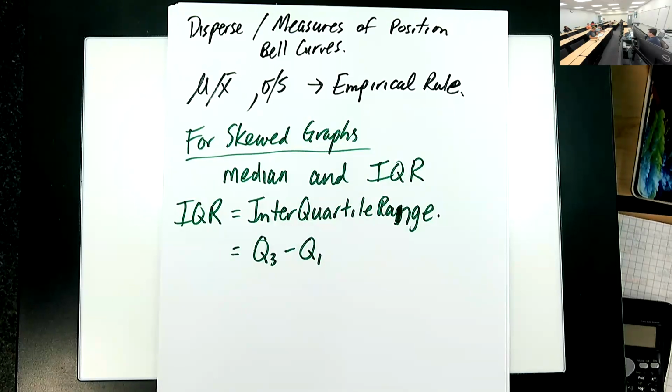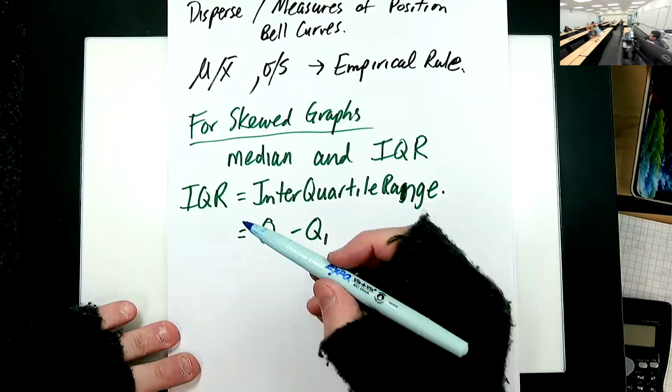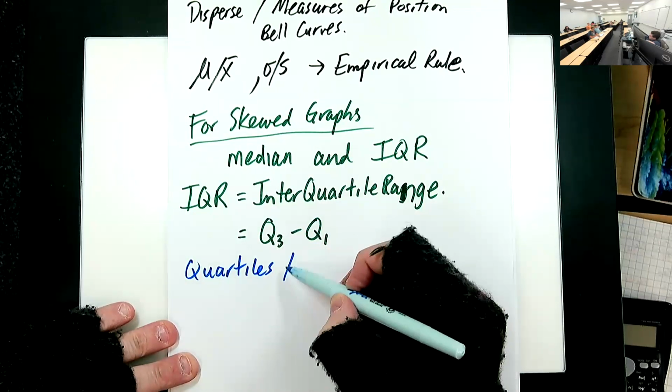Maybe I should tell you what quartiles are. It's like box plots, right? So this is where you're gonna have the box plots. We're gonna do that tomorrow. Box plots, part of the 5-number summary. But quartiles are like percentiles.